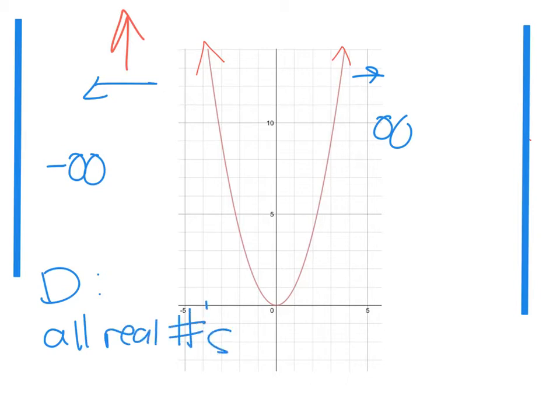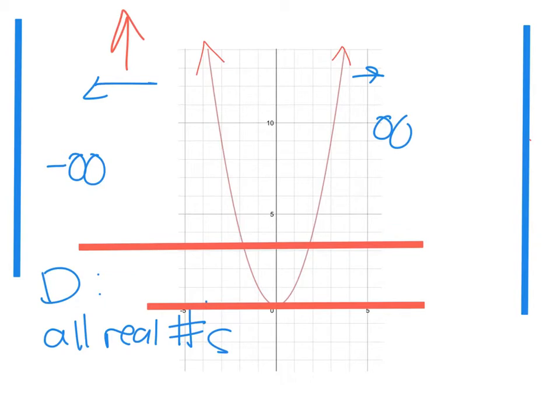Now with our range, we've got to ask ourselves, what's our lowest y value that's on the graph? So here's my range. Now, where's my lowest? Well, right there. I can see that my graph doesn't go any farther below that. Now, where would I put my ceiling on this function?